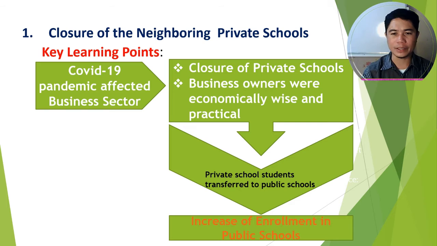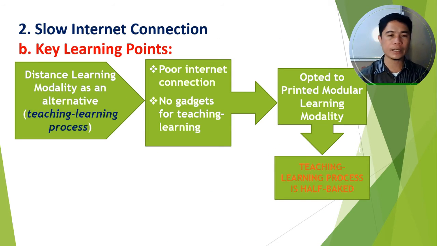So instead of sending their children to private schools, they sent their children to the neighboring public schools, like here in our school. So the transfer of private school students to the public schools resulted in the increase of enrollment in the public schools. The second external factor is the slow internet connection.